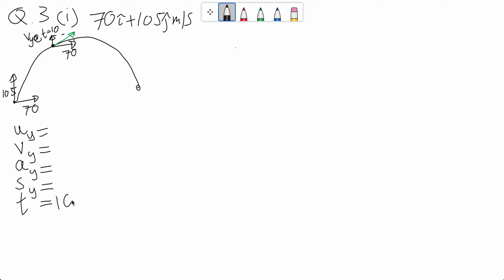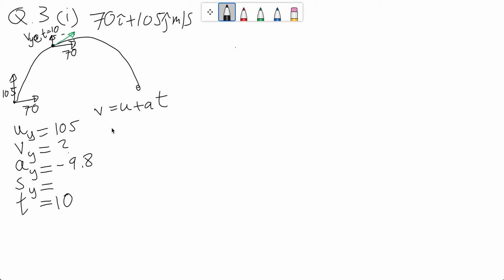It's after 10 seconds. The initial speed, it gets fired up at 105. Final velocity is what we're actually looking for. Acceleration is minus 9.8 as usual, and the time we don't really care about. So we have u, v, a, and t, and we would use the equation v equals u plus at.